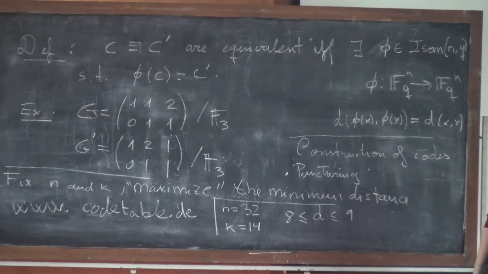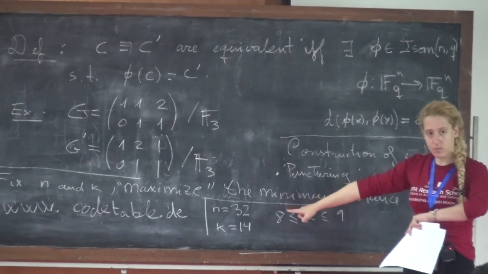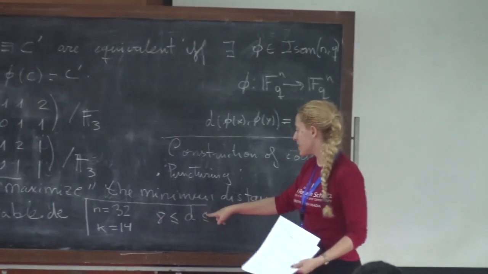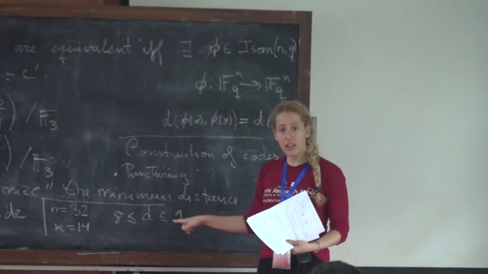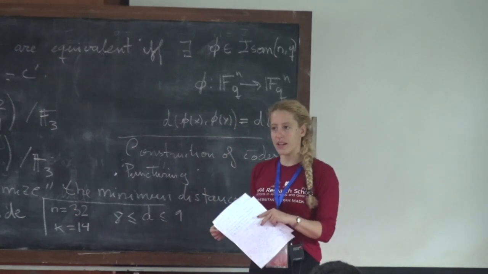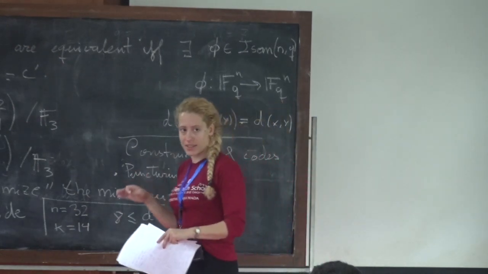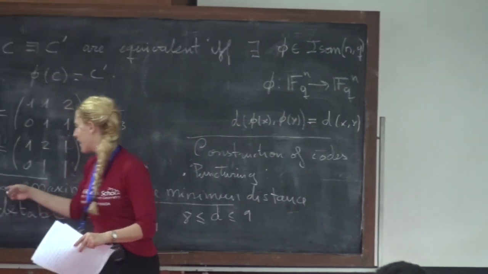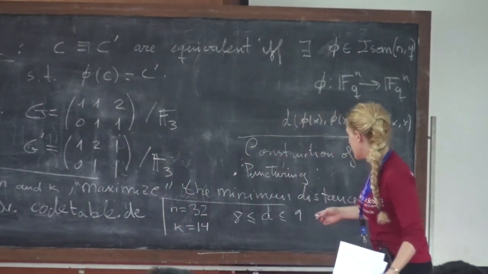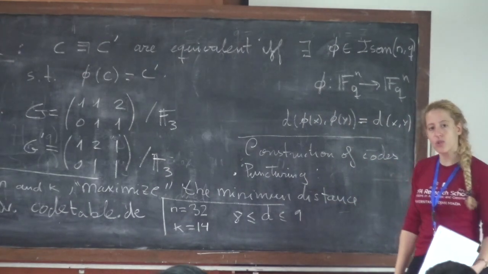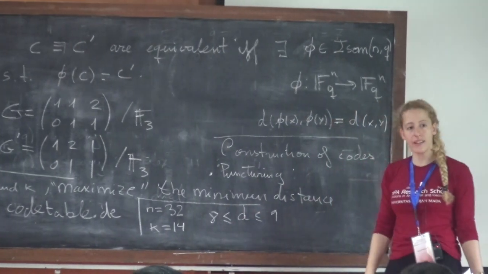So we know it has to be bigger than 8, and it has to be smaller than 9. To explain, there are some inequalities between N, K, and D that have to be satisfied. One of those inequalities implies this 9, so we know that it has to be smaller or equal than 9.